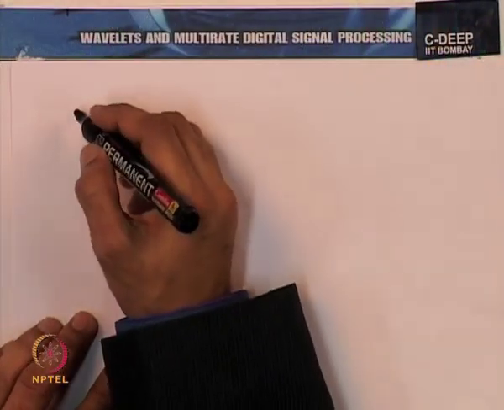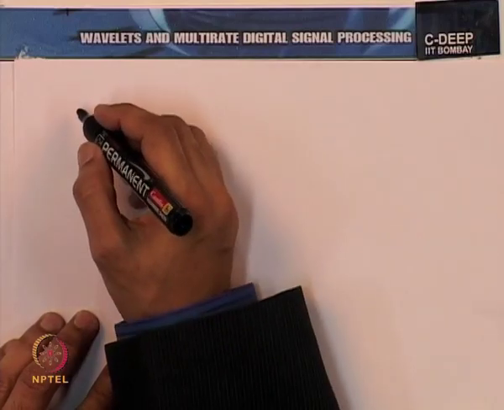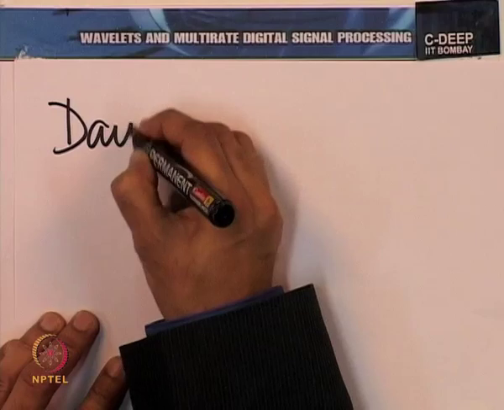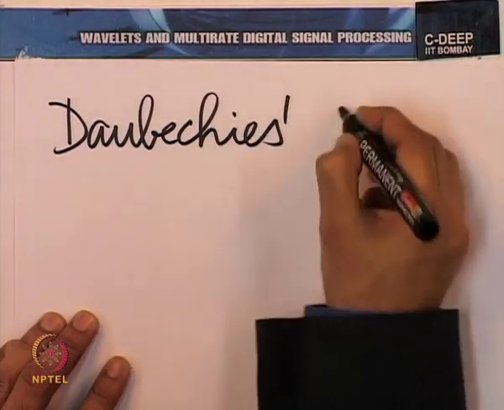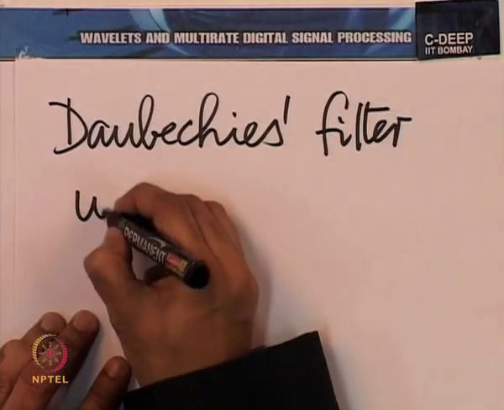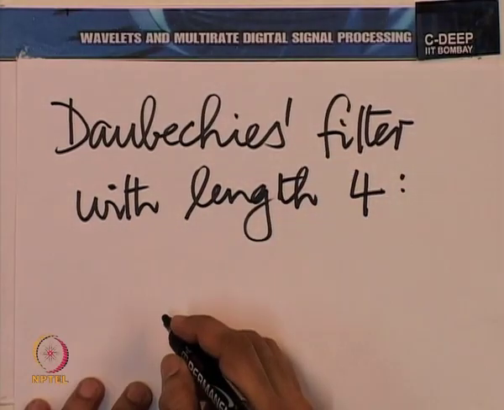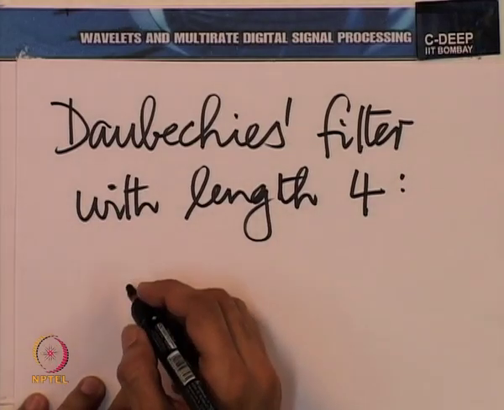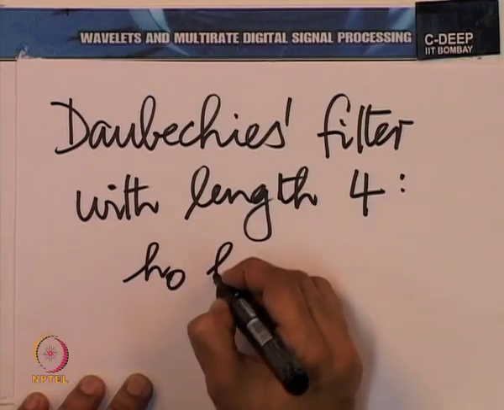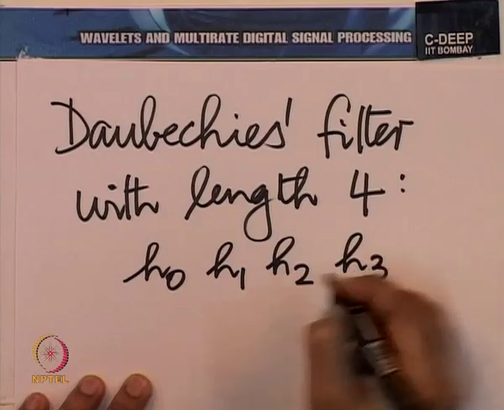Now, let us use this to build the first of the family of Daubechies filters. Well, I should say first non-trivial. So, it is second in that sense, the first non-baby member. Daubechies filter with length 4 is going to look something like this. It is going to have an impulse response h 0, h 1, h 2, h 3.